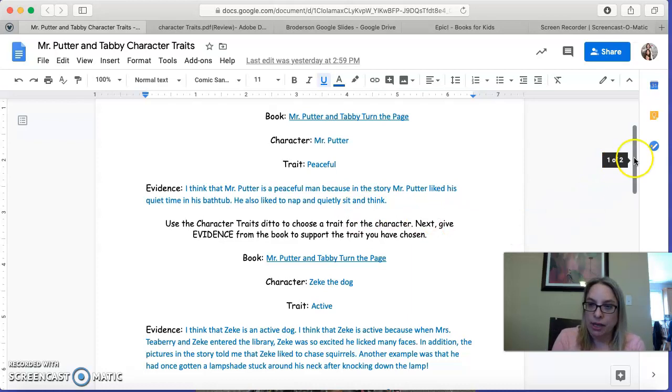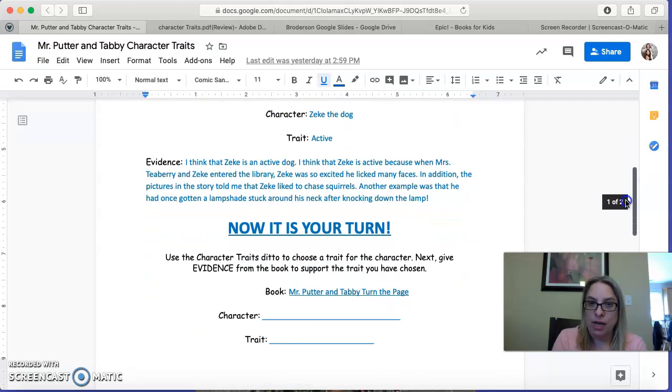Another example is Zeke the dog, okay? And I believe Zeke is very active. So that's his character trait. And I said, I think that Zeke is an active dog. I think that Zeke is active because when Mrs. Teaberry and Zeke entered the library, Zeke was so excited he licked many faces. In addition, the pictures in the story told me that Zeke liked to chase squirrels. Another example was that he had once gotten a lampshade stuck around his neck after knocking down the lamp.